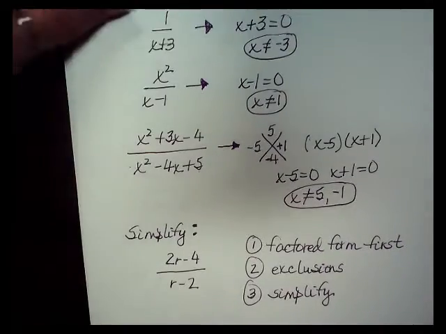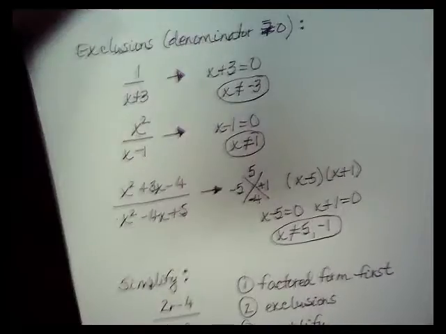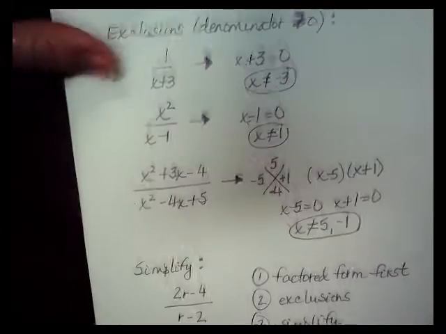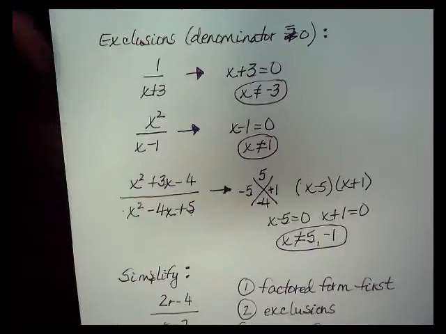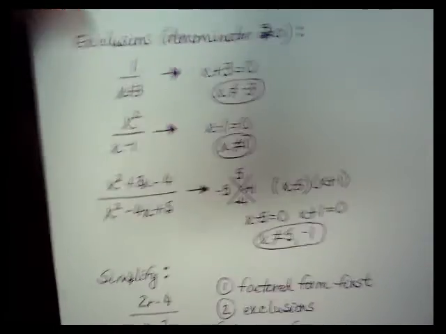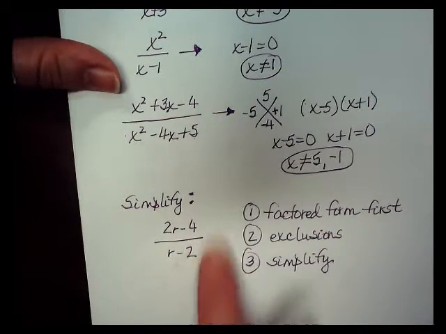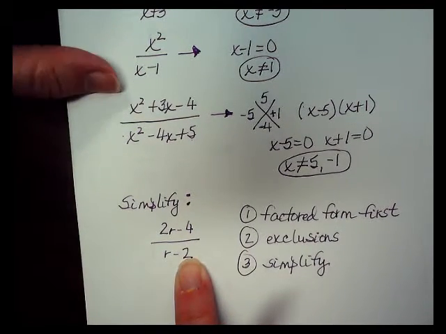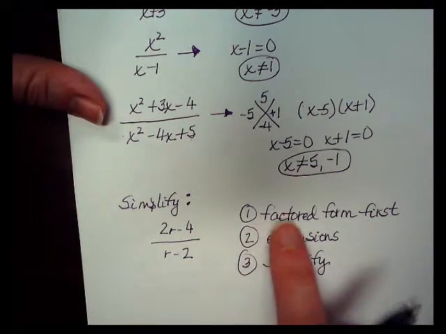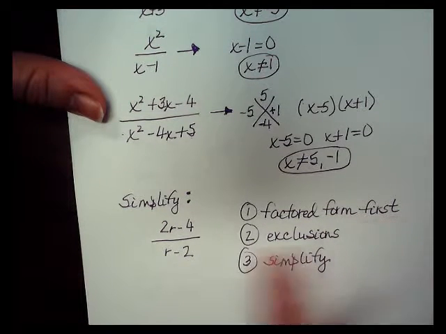Oops, can you see that? Sorry. All right, so now I'm going to actually show you what you do in order to simplify these, or in other words, reduce them like you have been. All right, so here are the steps. We're going to start with this rational expression right here. The three things that you do is you always put it in factored form first, then you figure out the exclusions, and then you simplify.